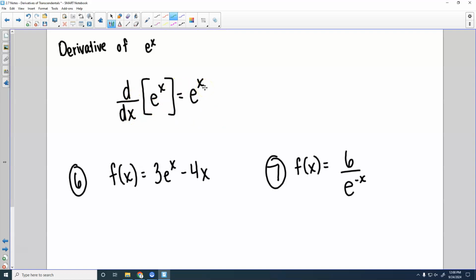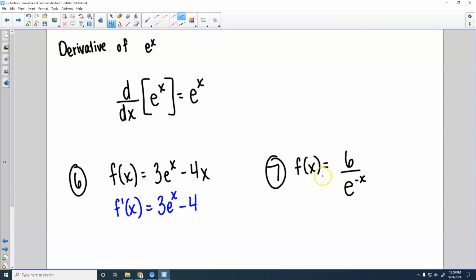This makes these the easiest type of derivatives that you're going to take. So, for example, for number 6, f prime of x is just going to be 3e to the x. The derivative of e to the x is e to the x. 3 is just a coefficient, so you just get 3e to the x. And then I've got a 4x here. I do need to take the derivative of the 4x, which is just going to give me 4 in this case. So you can see that it's very simple. Just have to remember your rules.